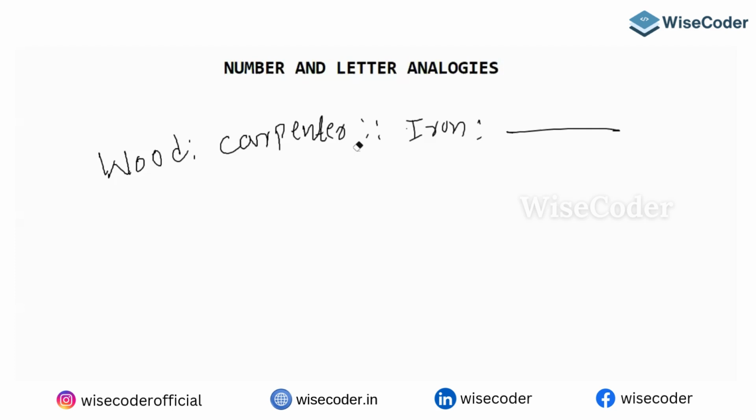Next. Pig, piglet; dog, dash. Don't say doglet, that's not your answer. The young one of a pig is called a piglet, so the young one of a dog is called what? Puppy. You need to understand all these types of questions.